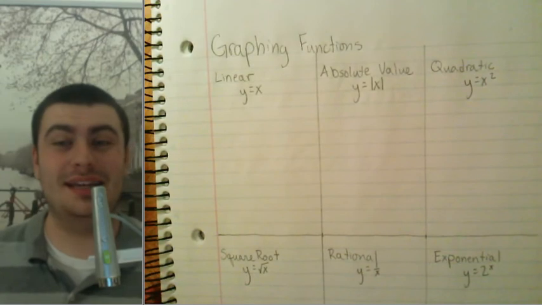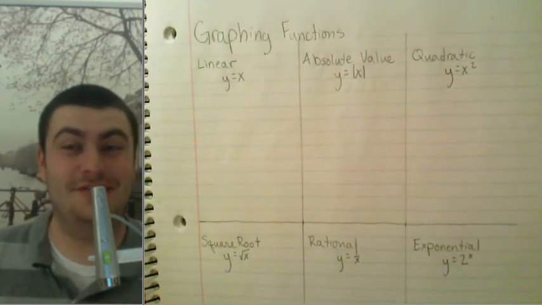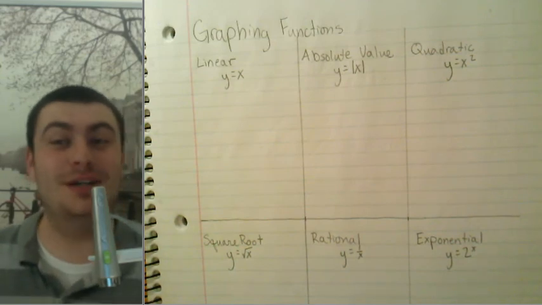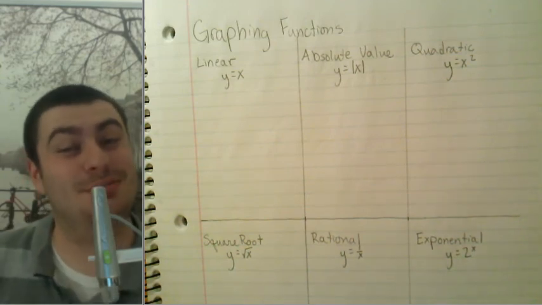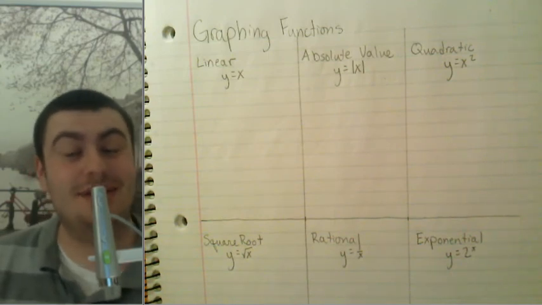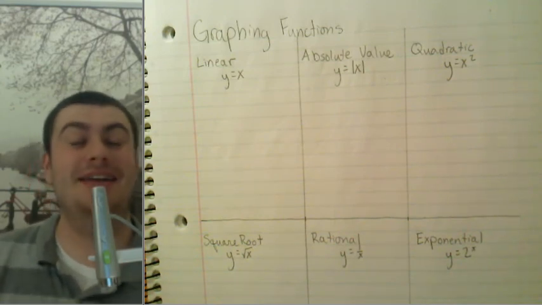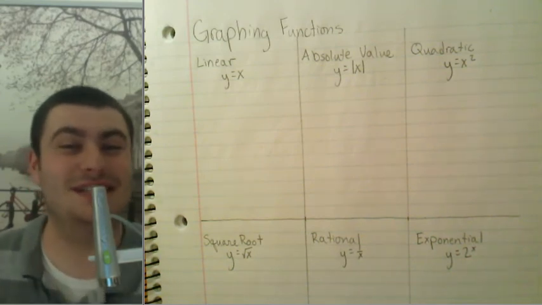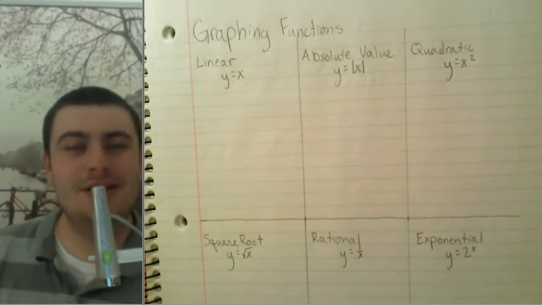So the first thing, and these are the 6 families of functions of graphs: linear graphs, absolute values, quadratic graphs also known as parabolas, square root graphs, graphs of rational functions, and graphs of exponential functions. So these are the 6 types of functions and the families of graphs we're going to look at. So let's look at building each one by one.